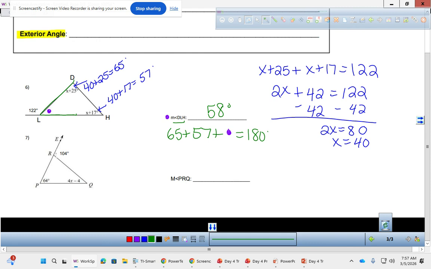Why don't you guys try the next one? Take a moment, see if you can do it. Inside angle plus inside angle equals outside angle. Start that part. Inside angle plus inside angle equals outside angle.